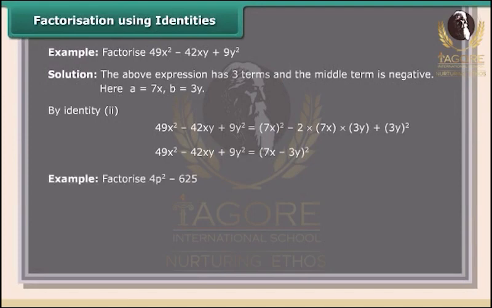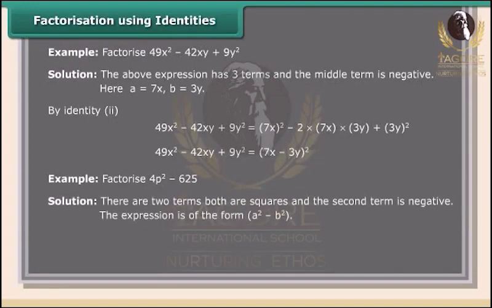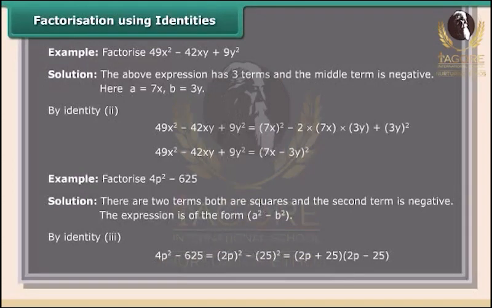Example: factorize 4p square minus 625. Solution: there are 2 terms, both are squares, and the second term is negative. The expression is of the form a square minus b square. By identity 3, 4p square minus 625 is equal to 2p whole square minus 25 whole square, which is equal to 2p plus 25 into 2p minus 25.